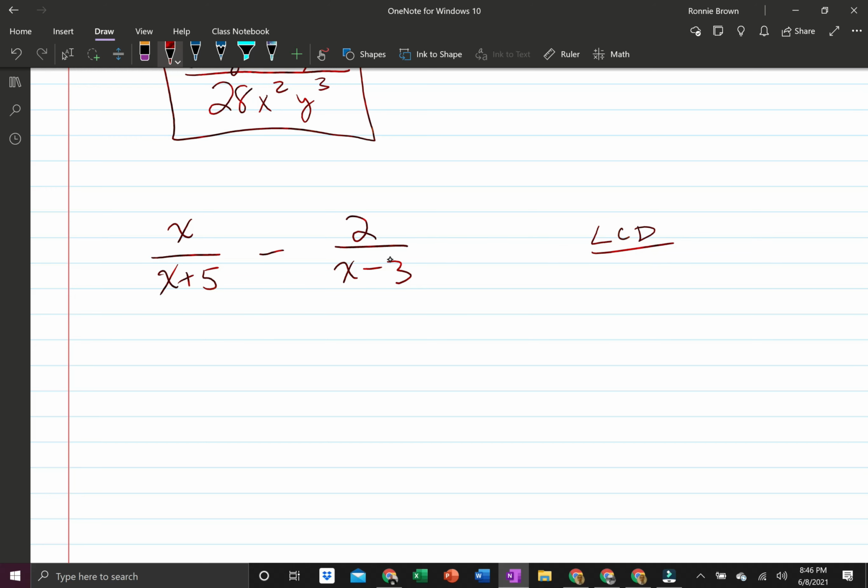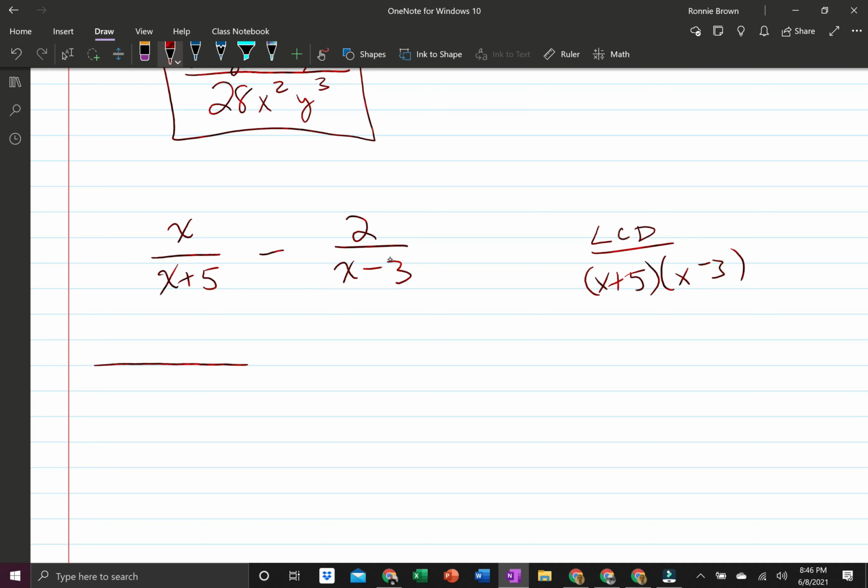Well, one denominator is x plus 5, the other one is x minus 3. Those two quantities are different, right? X plus 5 is together, and x minus 3 is also together. They're different. So since they're different, we write them as a product, as stated in the initial steps. So our LCD is x plus 5 times x minus 3.